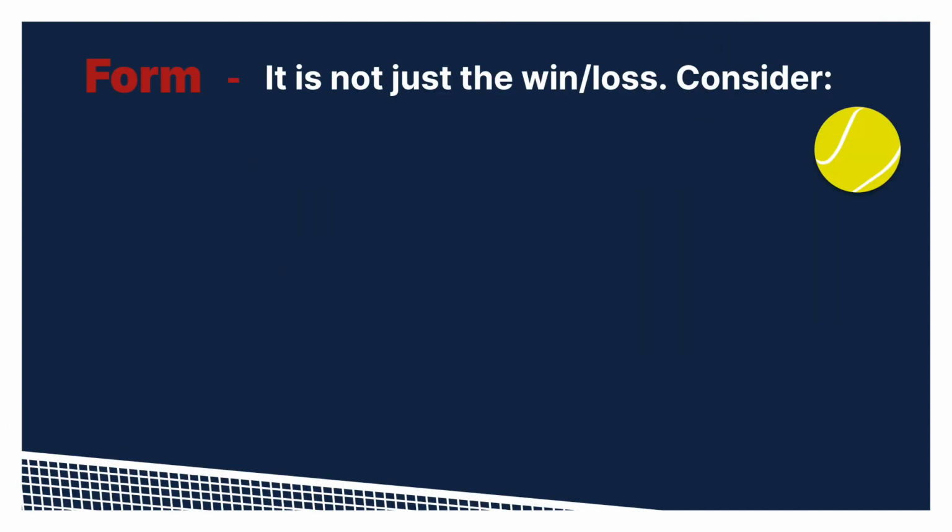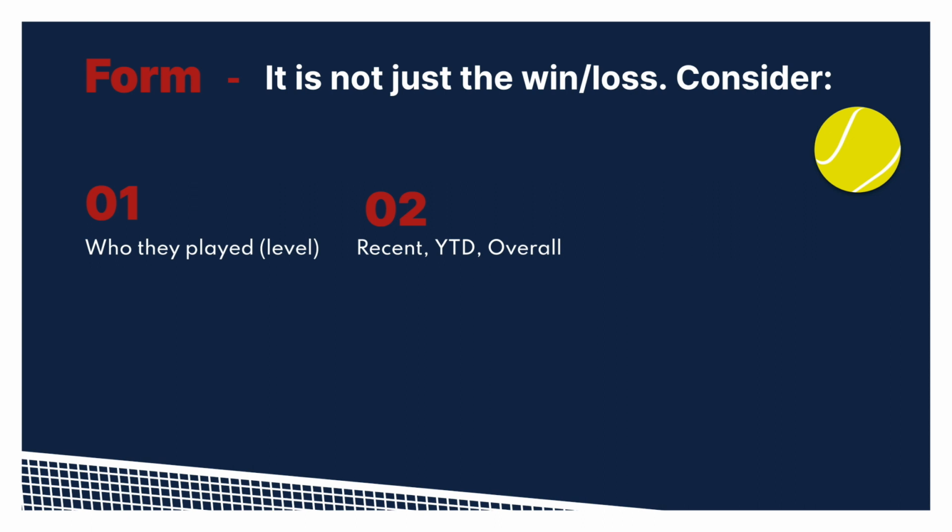Right. The first thing to consider is form. It's not just the win-loss. You need to consider who they played. So, look at what was expected from that match. Yes, the recent form of a player, the year-to-date form of a player, and the overall expectancy. If you go into something like one of the live scores, you can see the actual betting of those matches and what was expected.